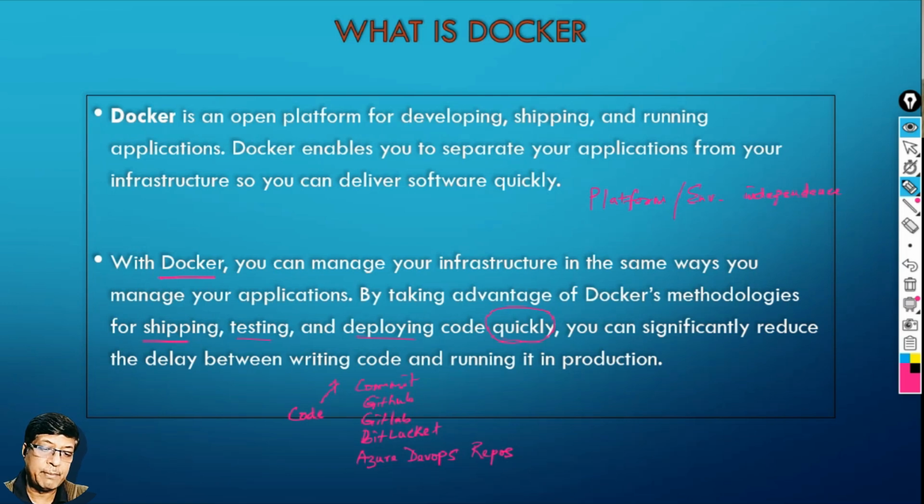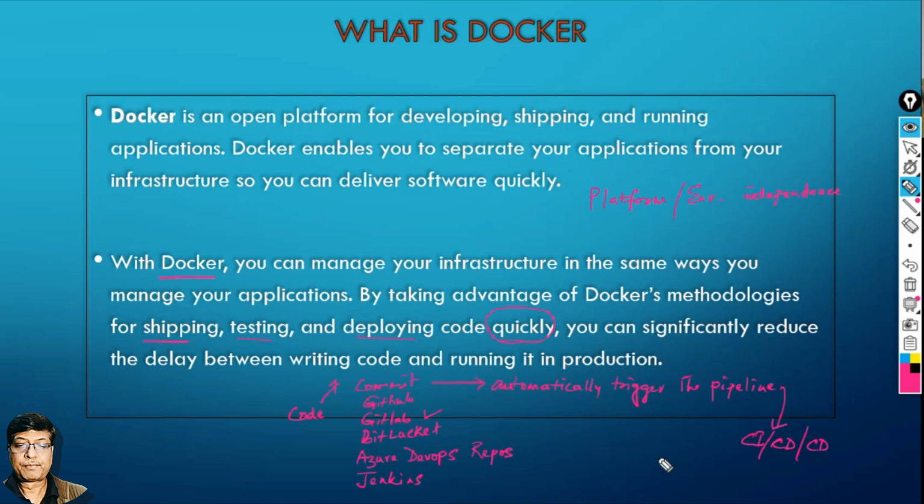So you commit that. Once you commit that, the pipeline that you have created will automatically trigger. Now the pipeline could be on any technology, like GitLab or Jenkins or Azure DevOps. Whatever pipeline you have built, it will automatically trigger the pipeline. And what will the pipeline do? The pipeline will continuously integrate, continuously deliver, continuously deploy. Integration is building.